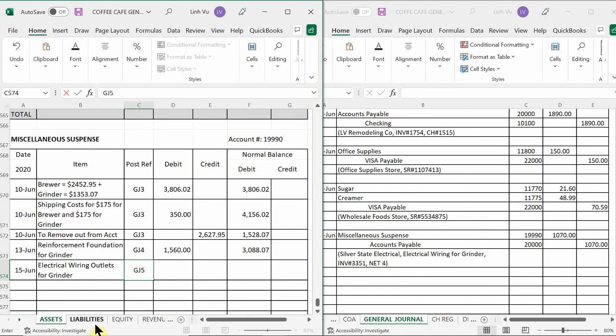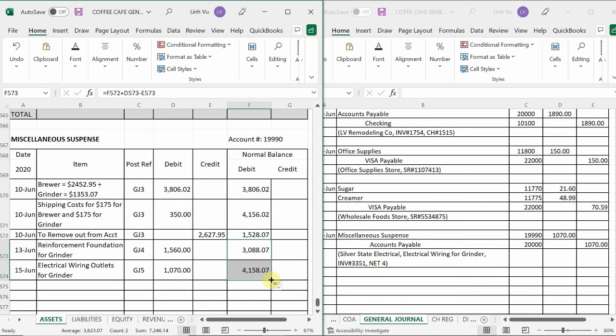So, all right. So we've got the 15th. The debit on it would be the 1070. And then add it to the normal balance on the debit. Okay, so we started out with $3,088.07 plus 1070. What is my grand total in my miscellaneous expense account? $4,158.07. Okay. Good. All right.